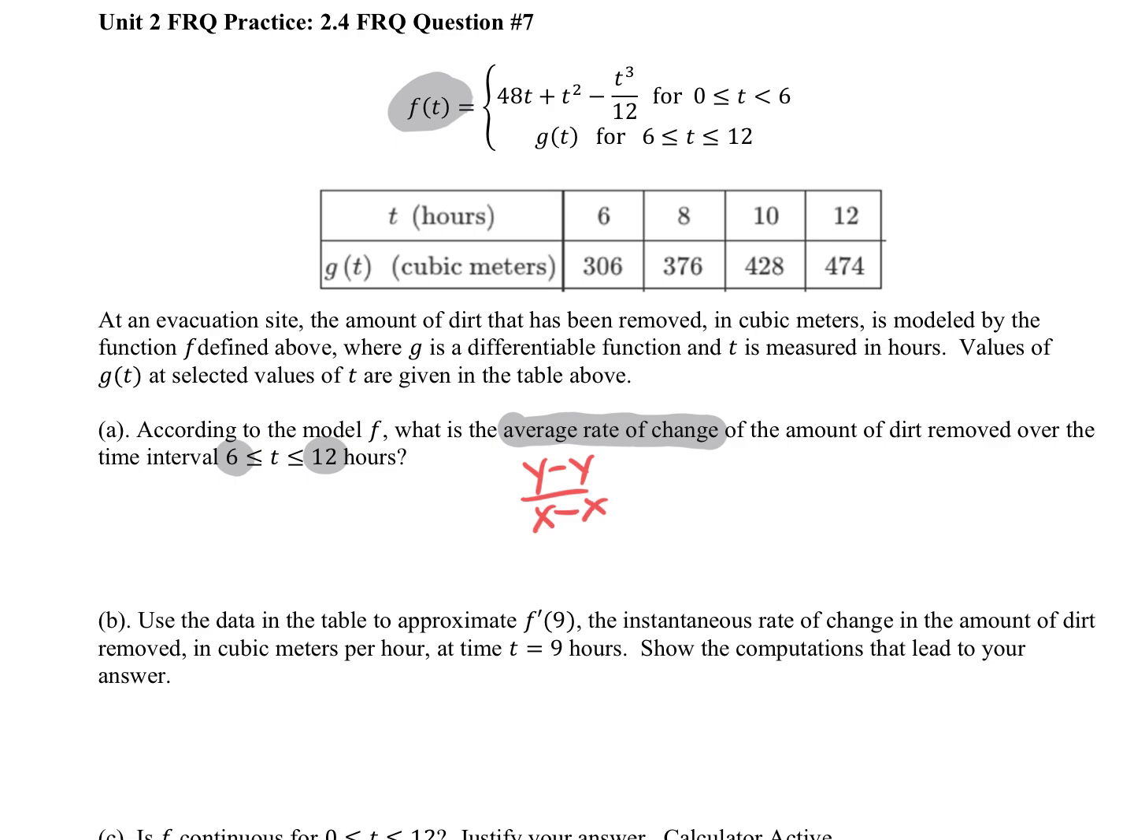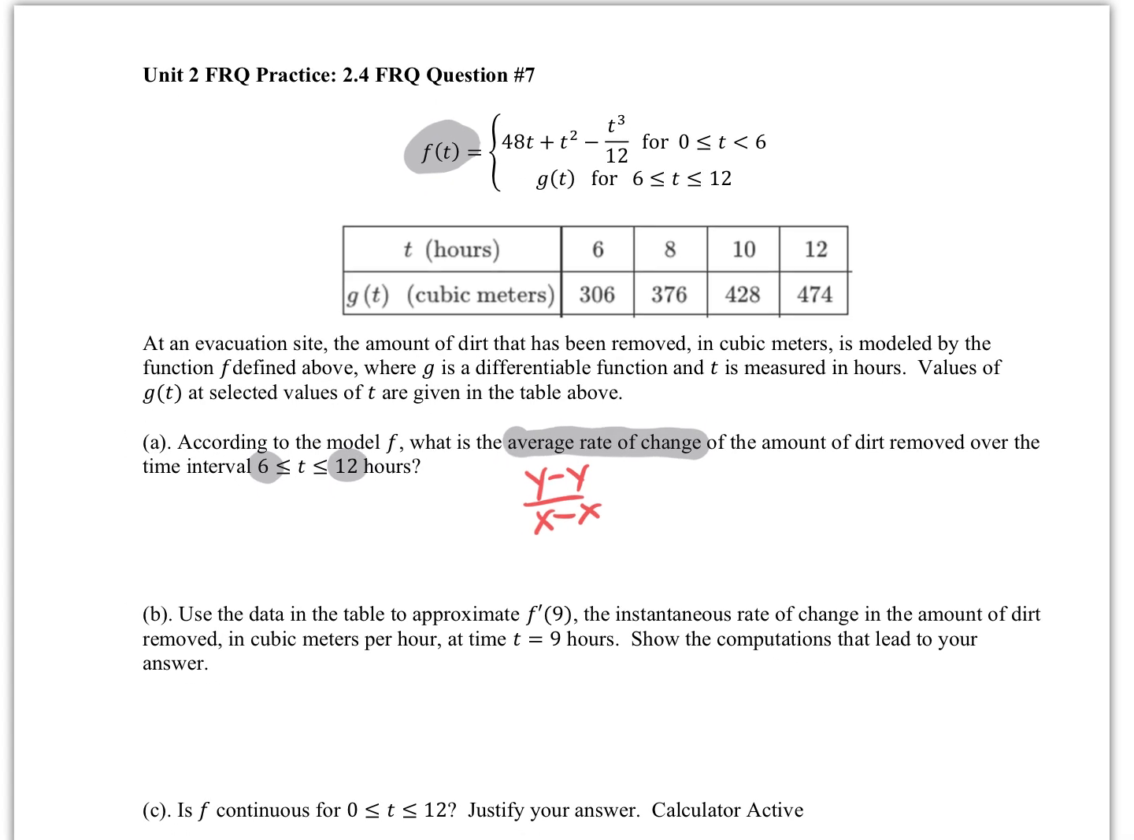And we don't get a calculator, it looks like. Yeah, we do. Let's get a calculator. We'll say that this one is calculator active. You guys, how would I do change in Y over change in X of the F graph from 6 to 12?